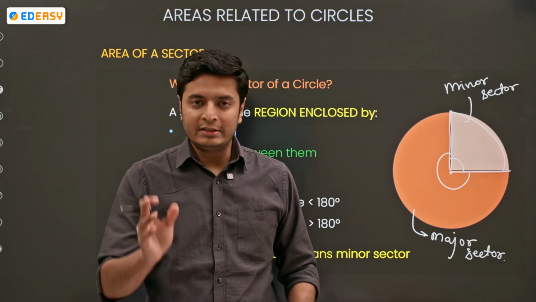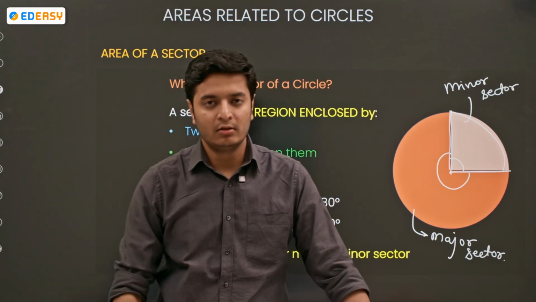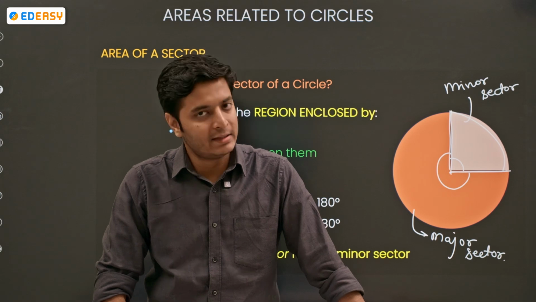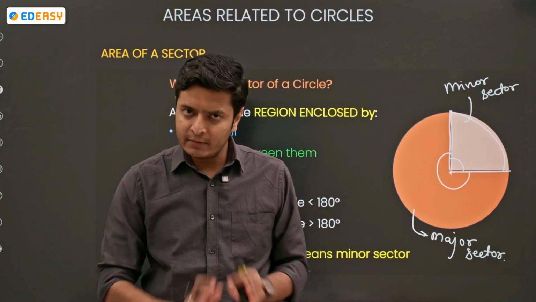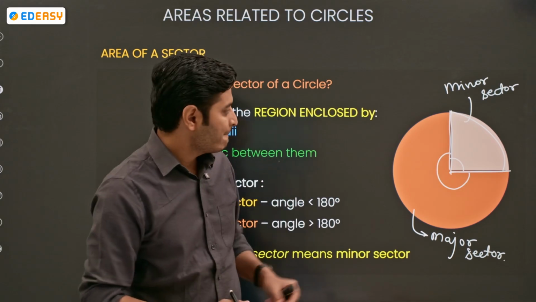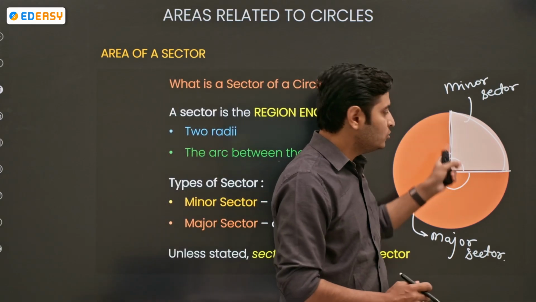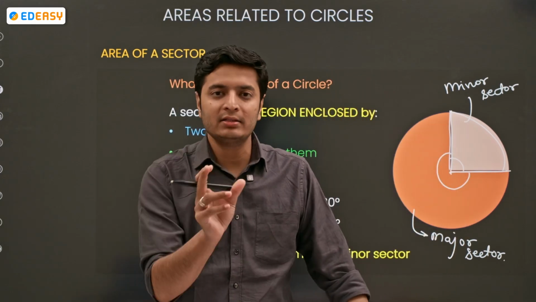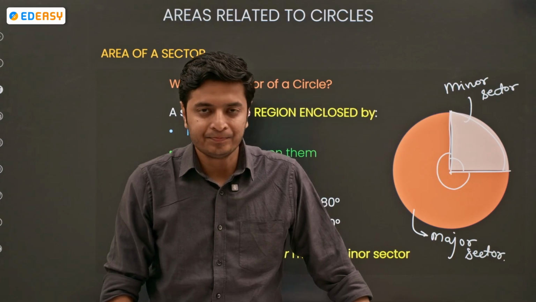Do we know the value of the angle for a circle, the complete angle? We always have a fixed value, 360 degrees, correct? Here these two radii are making some angle in between them, correct?